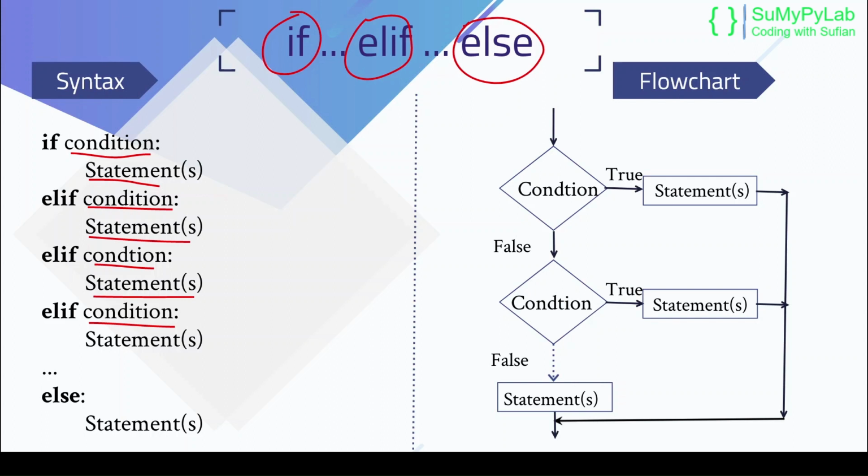If none of the conditions is true, the else block of codes will be executed and the control of the program will move to the immediate next statement after the if block.